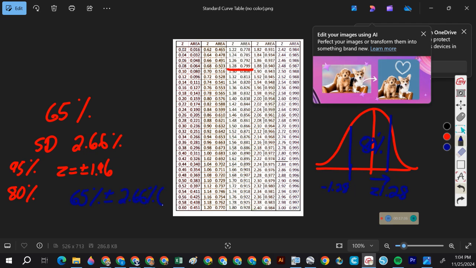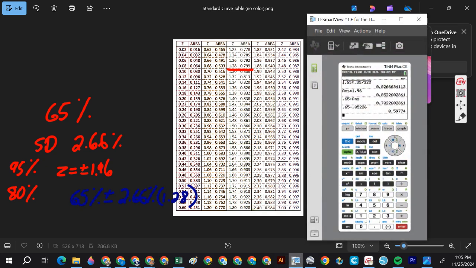2.66% times 1.28. So on this graph, I go right 1.28 and left 1.28. But that's in terms of standard deviations. How big is each standard deviation? 2.66%. So I open up my calculator.